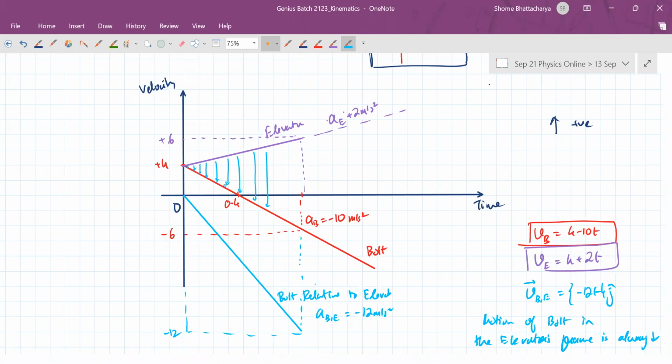Okay, you're understanding? This formula that we've written for the velocity of the bolt is only applicable from t equal to 0, and that is the instant when the bolt starts falling. So before that, the bolt and the elevator have a common motion, because the bolt is attached to the elevator ceiling.